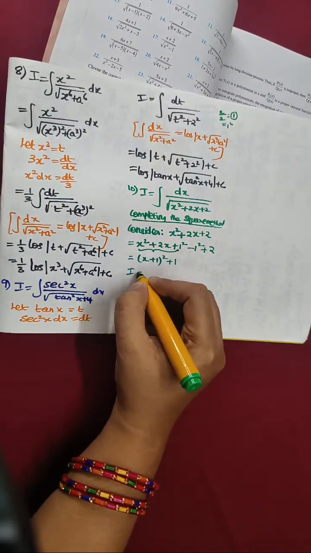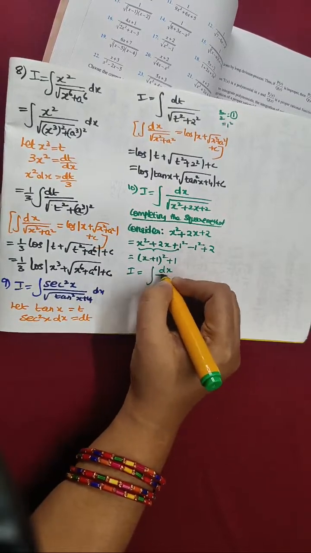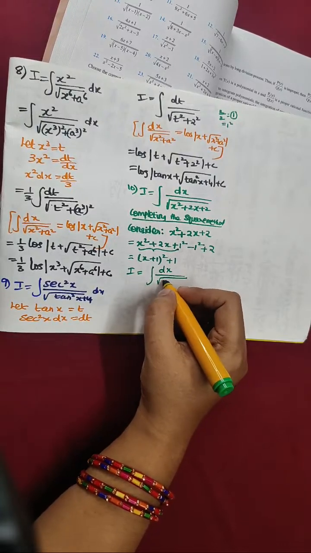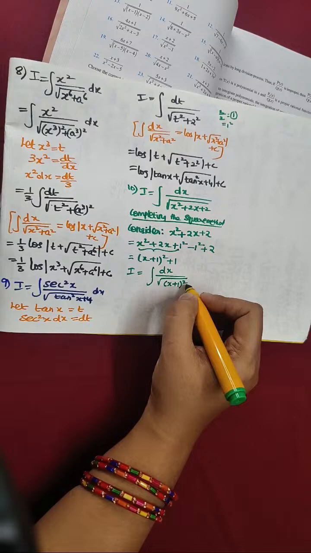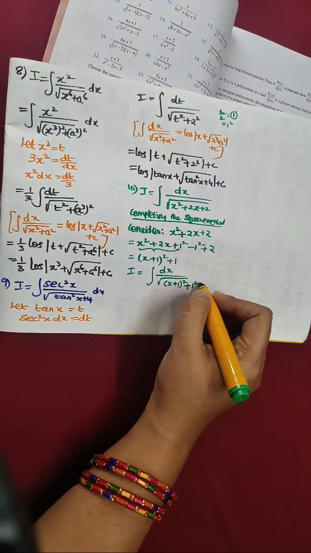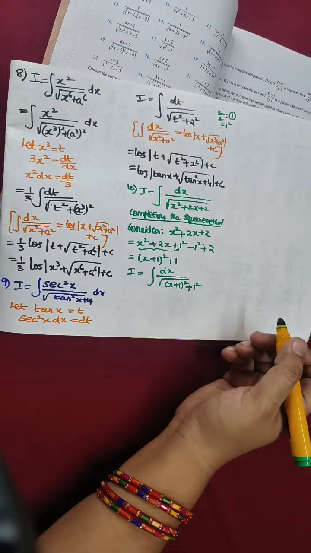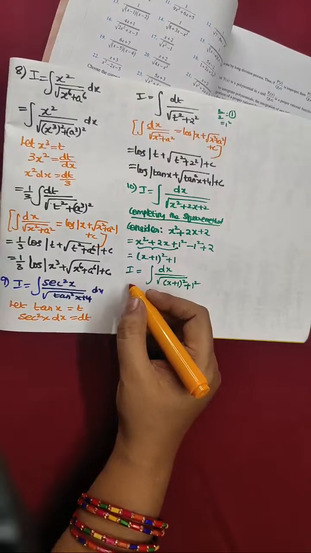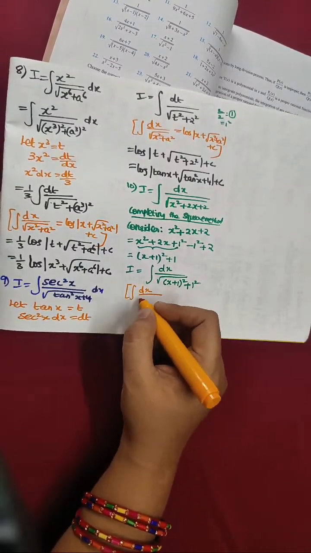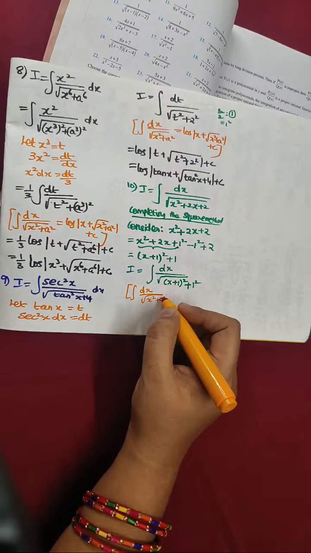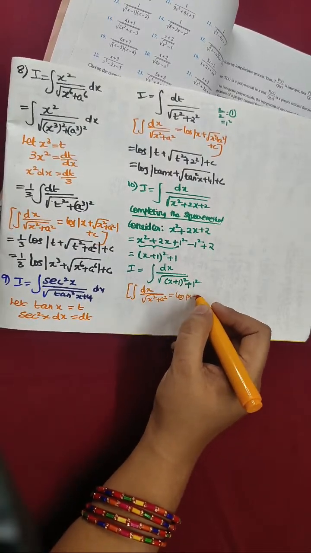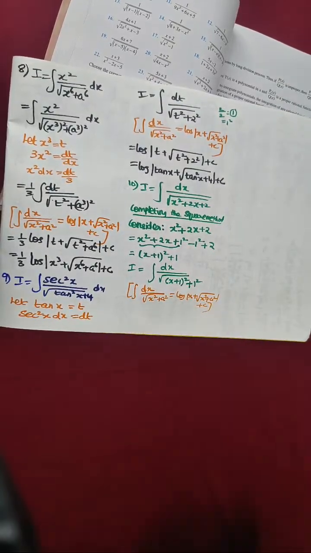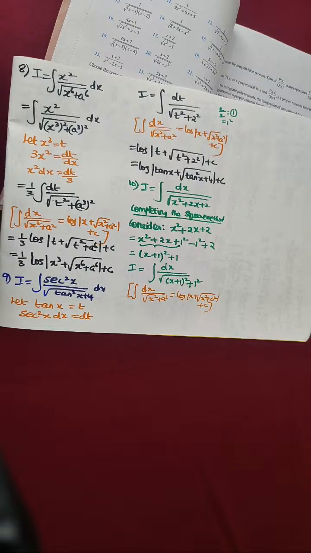Now rewriting this, integral dx by square root of x square plus 2x plus 2 can be written as x plus 1 the whole square plus 1, I can write it as 1 square. Anyway, it is not going to change, right? And now this is of the form integral dx by root of x square plus a square, which is log of x plus root of x square plus a square plus c. This is the required formula.